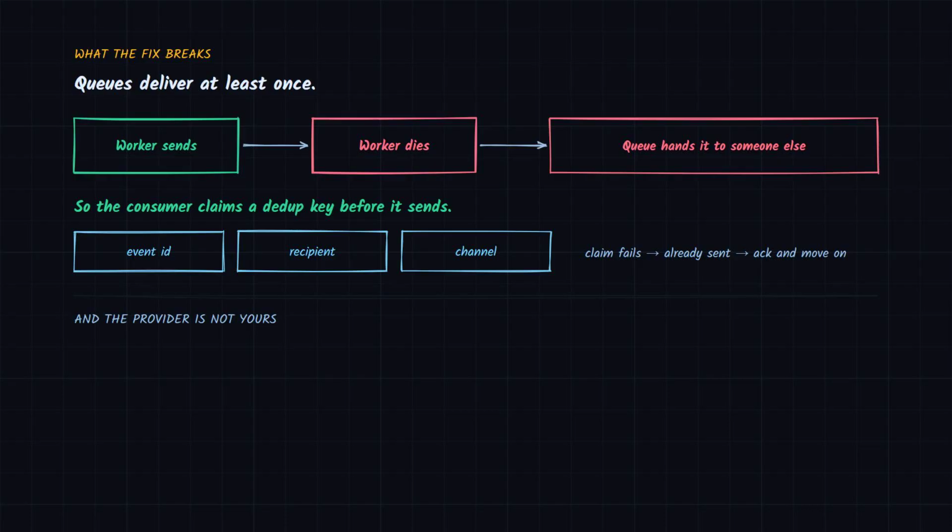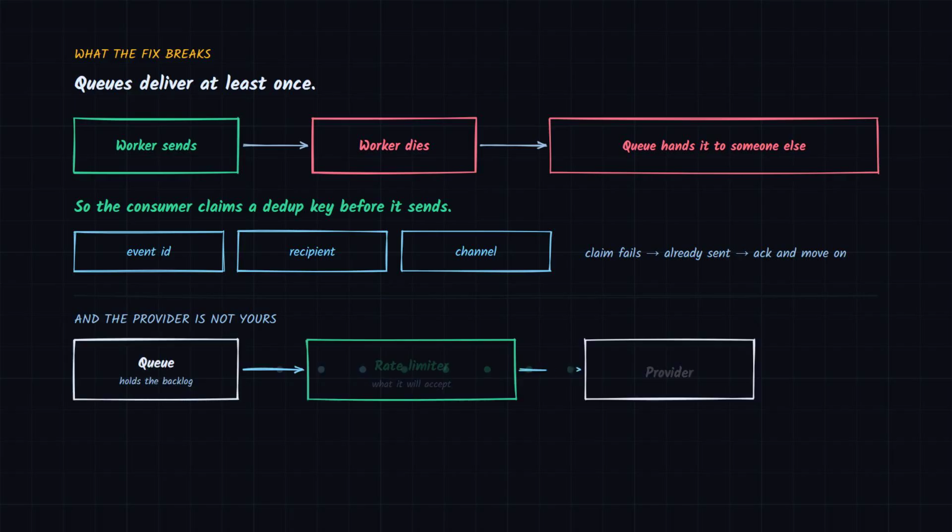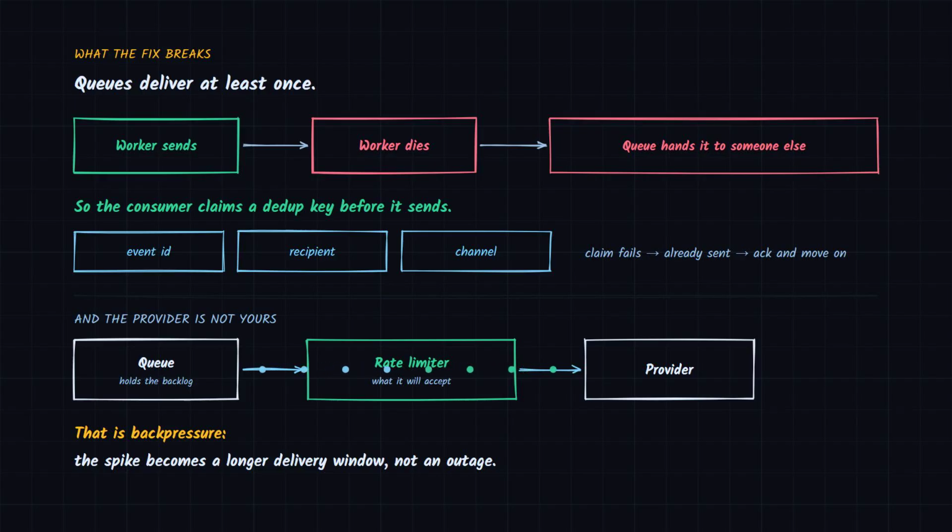The second problem is the provider. It is a shared resource you do not own, with its own limits, and 40,000 messages arriving in 10 seconds looks exactly like abuse. That is why the whole company's mail stopped that morning. So you put a rate limiter in front of the provider, sized to what it will actually accept, and you let the queue hold the backlog. That is what back pressure buys you. The spike becomes a slightly longer delivery window instead of an outage.